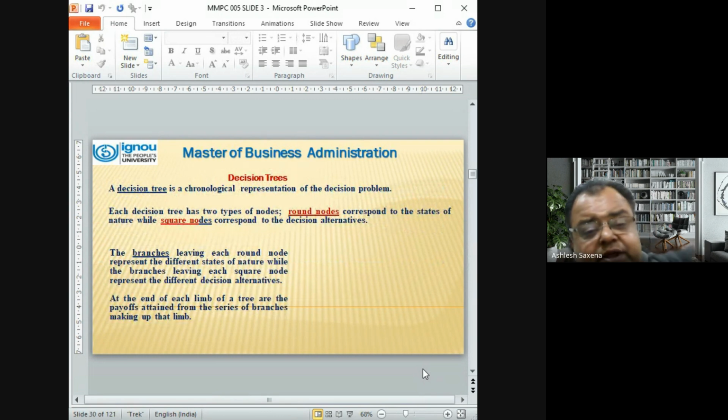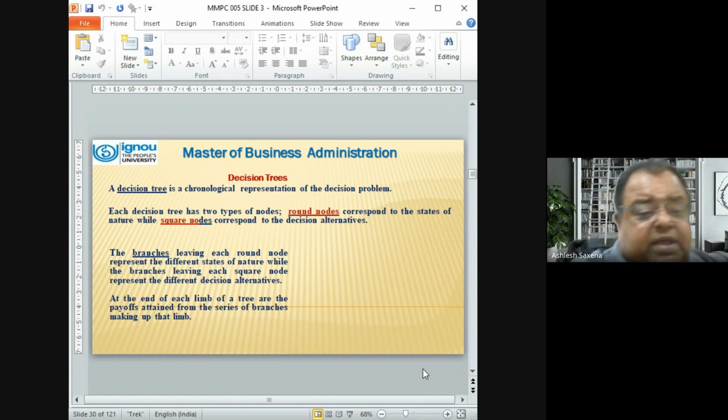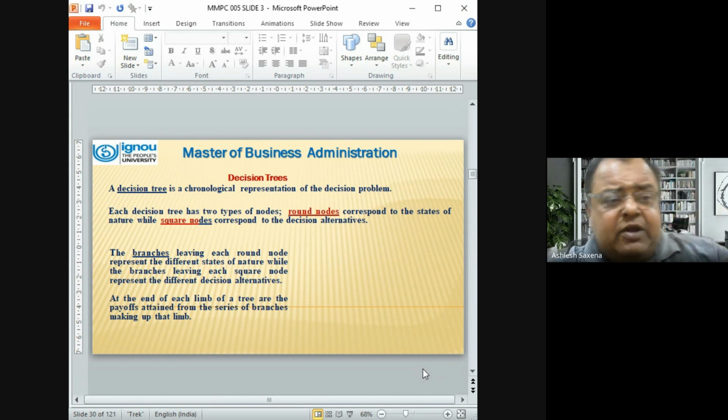Now, what is meant by decision tree? A decision tree is a chronological representation of the decision problem. Each decision tree has two types of nodes: round nodes, which correspond to the states of nature, and square nodes, which correspond to the decision alternatives. The branches leaving each round node represent the different states of nature, while the branches leaving each square node represent the different decision alternatives. At the end of each limb of the tree are the payoffs attained from the series of branches making up that limb.